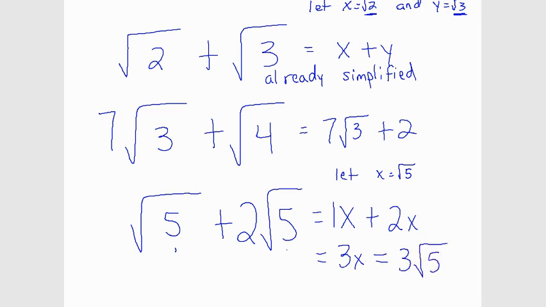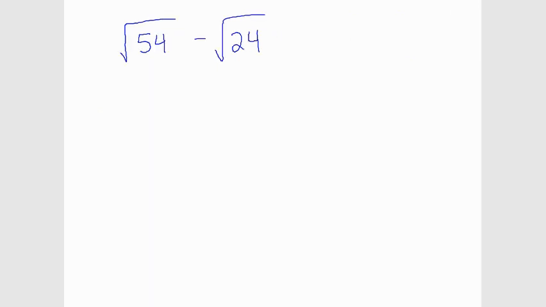Now, do you need to do this kind of substitution every time you simplify these? No, just treat it like it's a variable in your mind. I have 1 times the square root of 5 plus 2 times the square root of 5, and I add their coefficients together. 1 plus 2 gives me 3. So let's talk about a few more complicated examples.